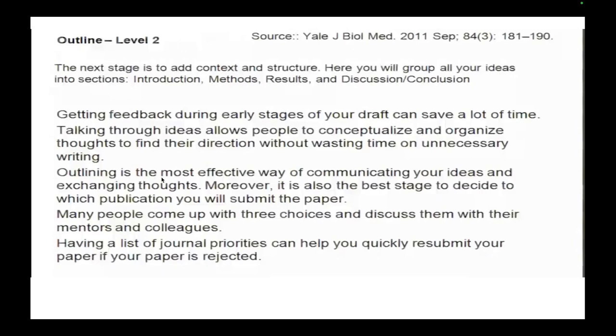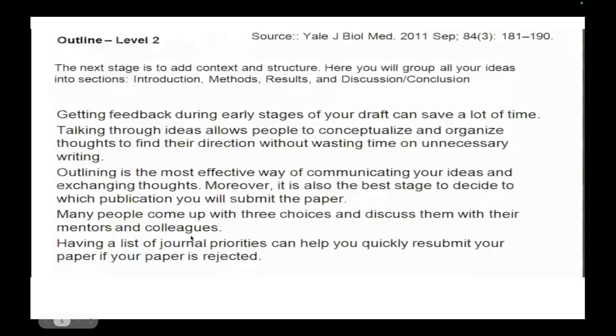So an outline will help in this case. You have to make an effective outline. First make a broader outline, then in each section of the outline you have to dig deep and write all the things that should be in the paper, and you have to communicate with your supervisor or your seniors.